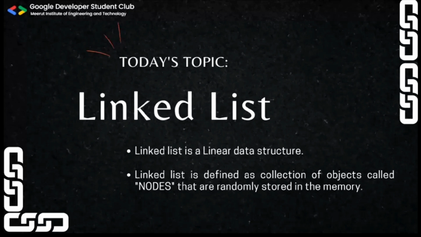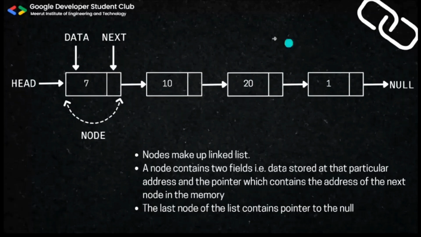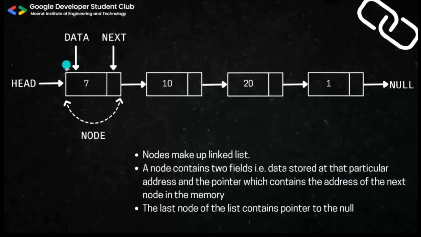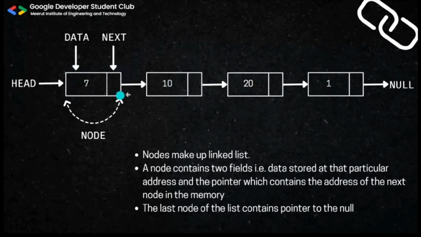So a linked list consists of nodes, different nodes. A node basically consists of two data fields. The first one is data and the second one is a pointer which basically stores the address of the next node. So each node is pointing towards another node.